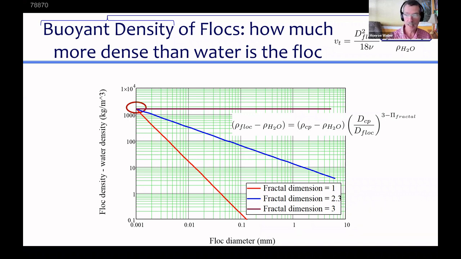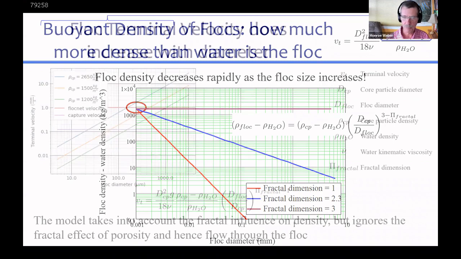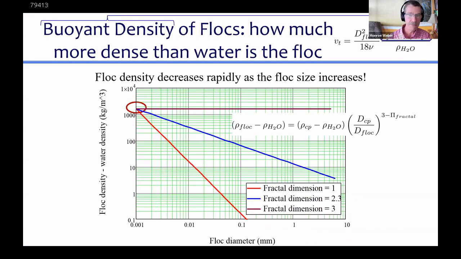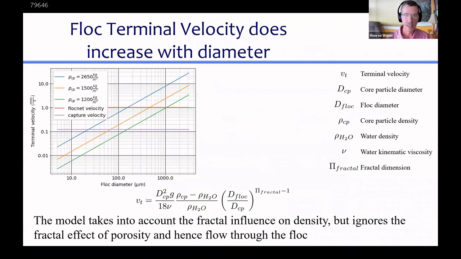Okay, so what we see is blue line, red line, as the fractal dimension decreases, the density decreases a lot. And so we have this really big question of, are we going to win or are we going to lose? Because if this effect is too big, it will mean that we're going to create big flocks, but they're not going to settle. Happily, here's the next stage in the story. They still settle faster because the diameter effect ends up being more important.